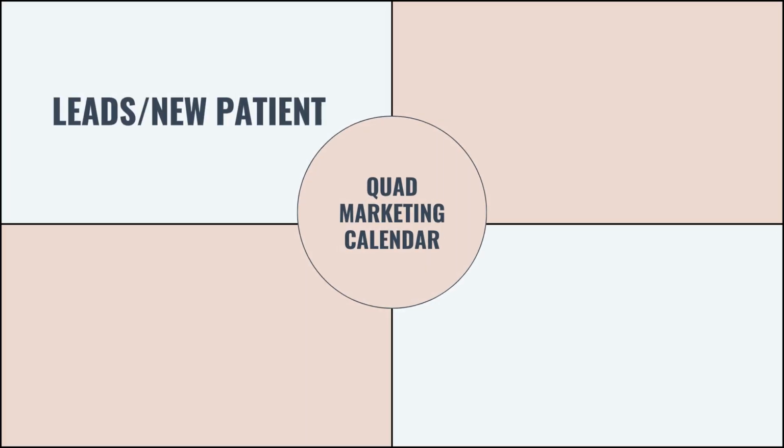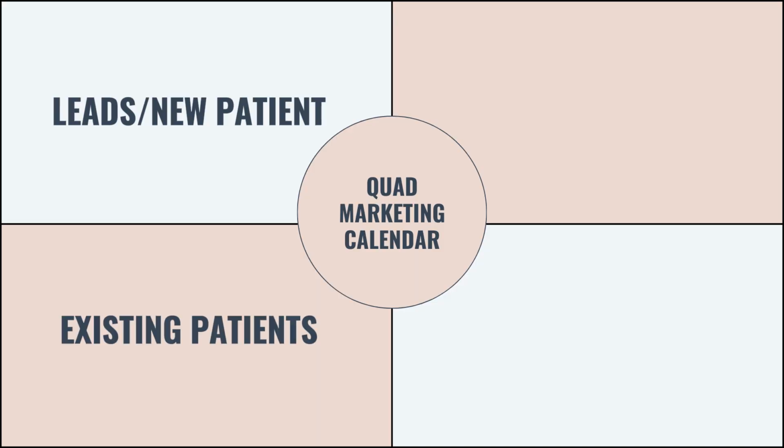So when I think of a quad marketing calendar, you really want to break it up into 4 quadrants, okay? And the top left one that is very obvious that everyone generally is thinking about and even potentially working on is leads, right? Or new patients. Get new patients in the door. So that's on the top left side of your marketing calendar. And of course, you want to have that really planned out, laid out, and strategized.